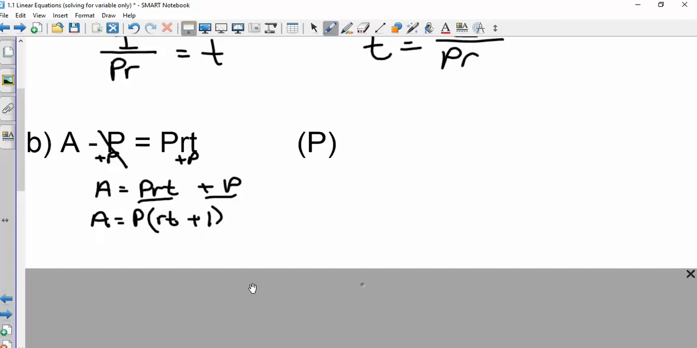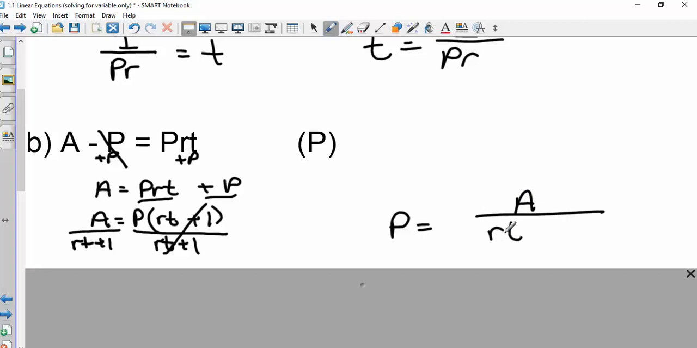All right, so now I have P times something. And once I get to this multiplication point, if I want to get the P by itself, now we just divide. And I'm going to divide by all of that, RT plus 1. So my final answer, P is equal to A divided by RT plus 1.